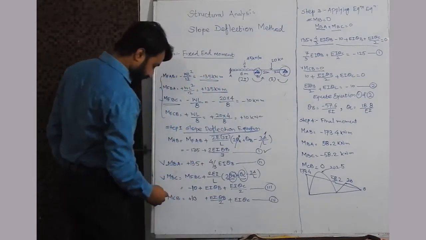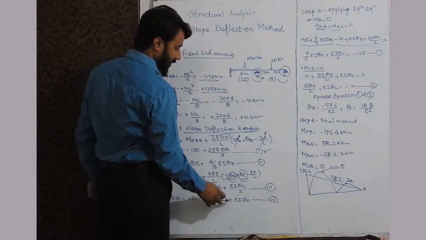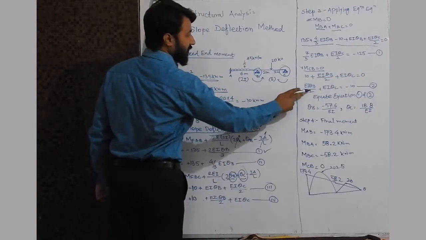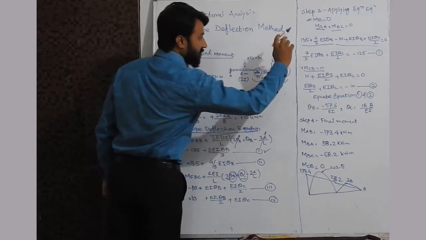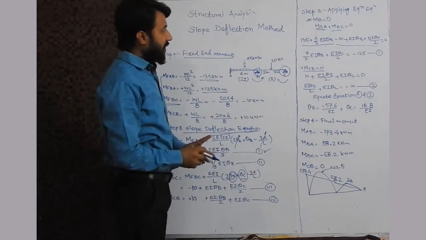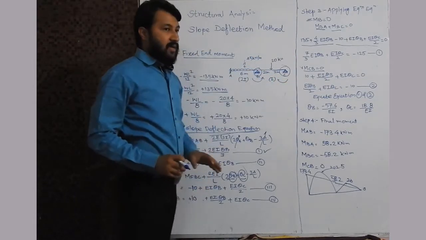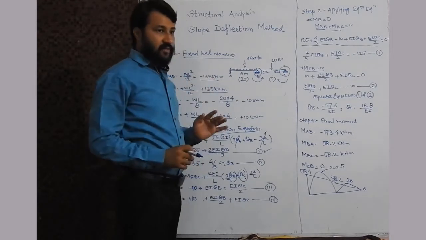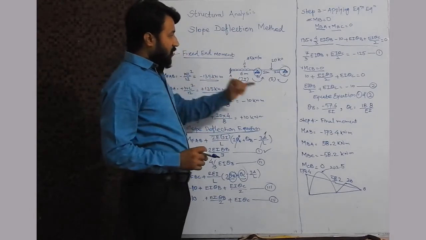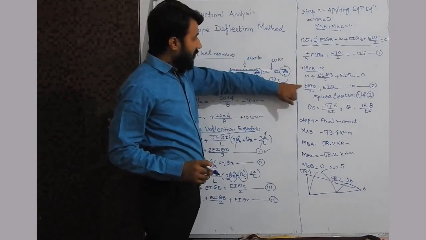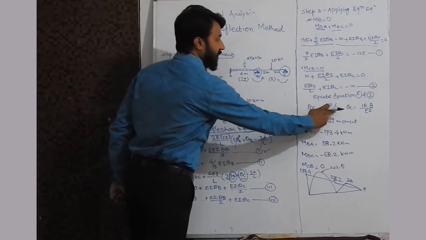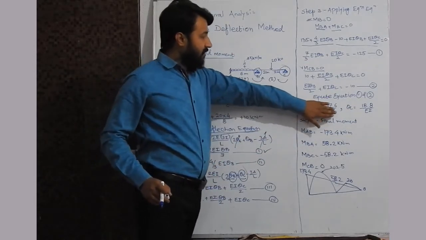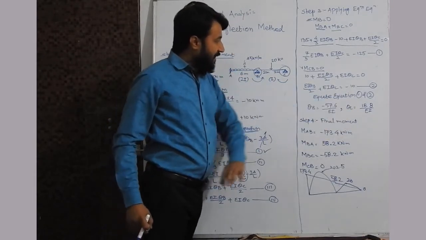So we know the equation MCB: 10 plus EI theta B by 2 plus EI theta C is equal to 0. If you solve this, you will get the equation EI theta B by 2 plus EI theta C is equal to minus 10. This is the second equation. Now if you solve equation number 1 and equation number 2 in the calculator, directly go to the mode, go to equation number 5 and then equation number 1. You can put the values directly and you will get theta B in terms of EI and theta C in terms of EI. So theta B we are getting is minus 57.6 divided by EI and theta C is 18.8 divided by EI.